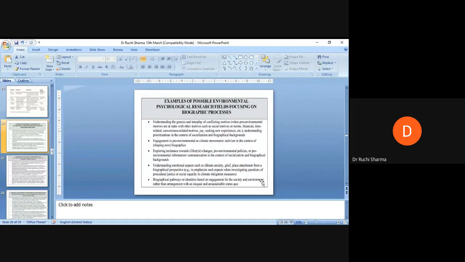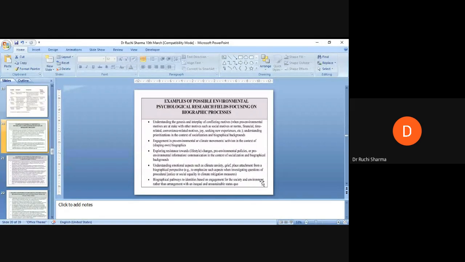So when we're talking about the biographic process, a major danger of primarily movement-based analysis is to view the lives of members of social groups predominantly as the consequence of individual decisions. It is wrong, because the biographic process focuses on the fact that we live in a society, and our engagement in pro-environmental or climate movements is part of the context of our own biographies. So, exploring resistance towards lifestyle changes, pro-environmental policies, or pro-environmental information all play a very important role.